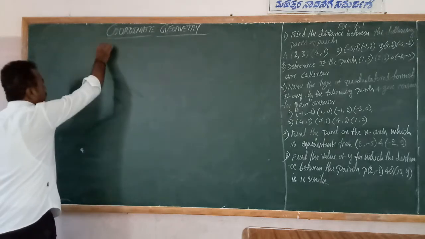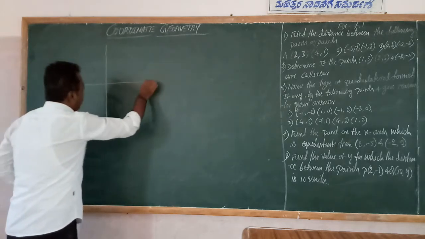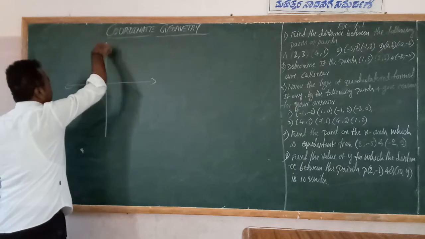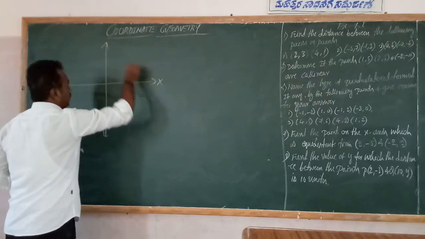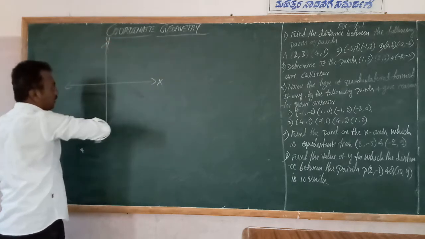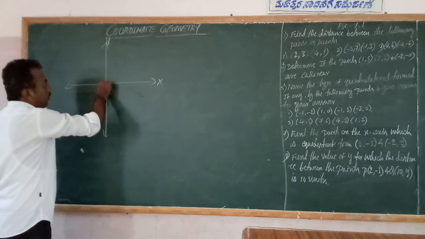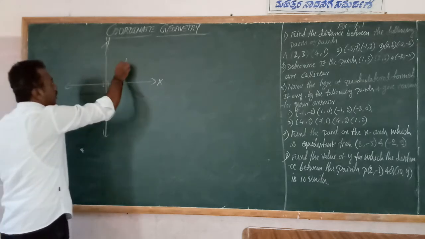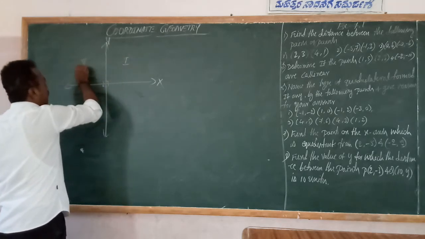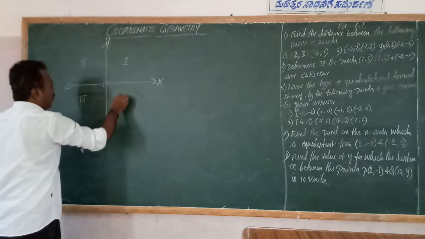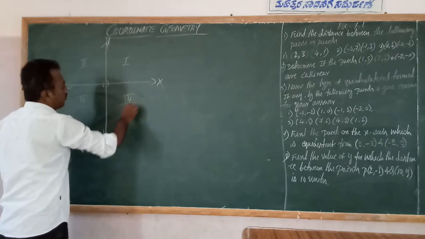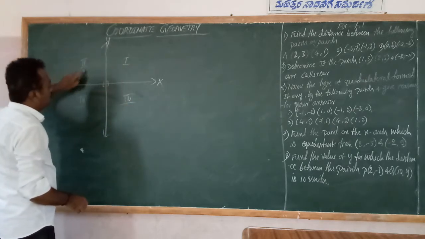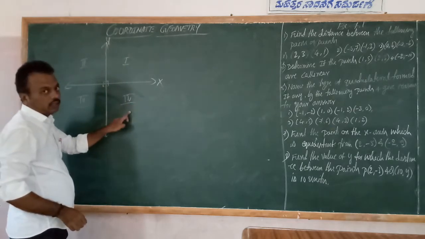See, the x-axis and the y-axis, is it right? So this is the x-axis and this is the y-axis. These x-axis and y-axis are perpendicular to each other, is it right? So it is divided into 4 parts. So that is called a quadrant. See, this is the first quadrant, this is the second quadrant, third quadrant and the fourth quadrant, is it right?